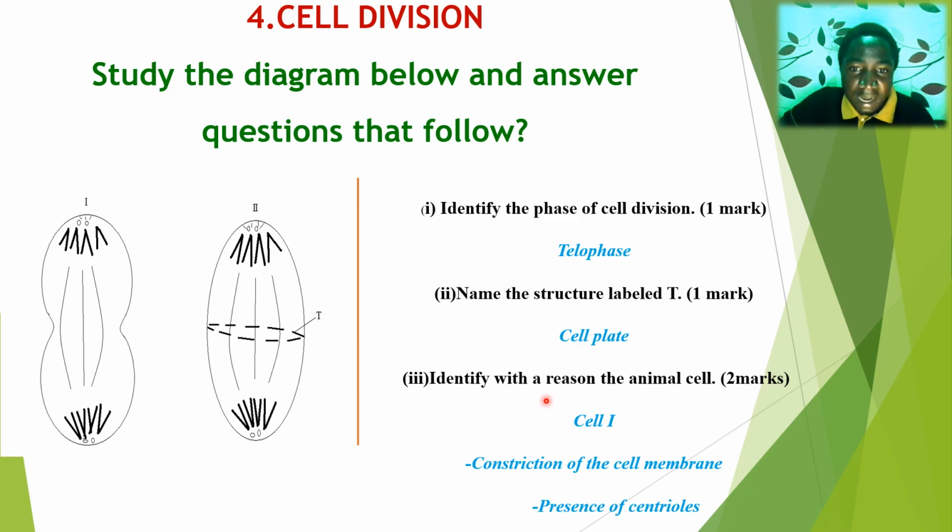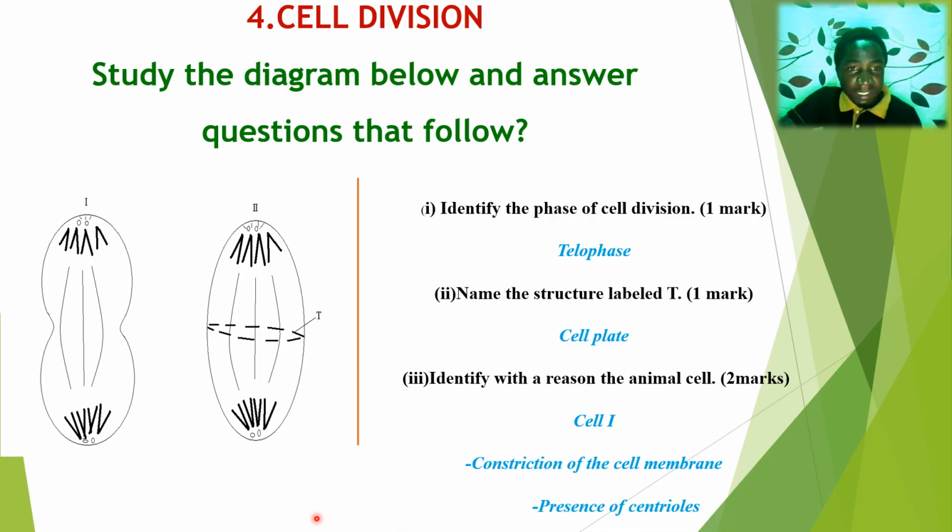Identify with the reason the animal cell. So cell 1. This is an animal cell. Cell 1 is the animal cell. Why? Because there's constriction of the cell membrane, which doesn't happen in cell 2, which is a plant cell. Remember, I've told you a cell plate will be formed in a plant cell.